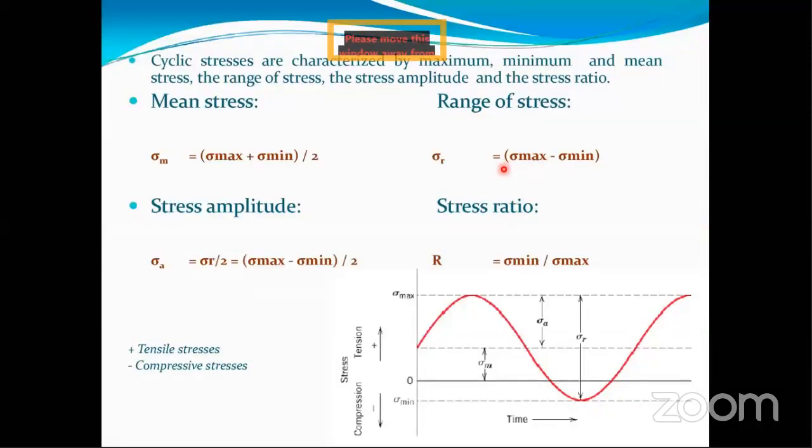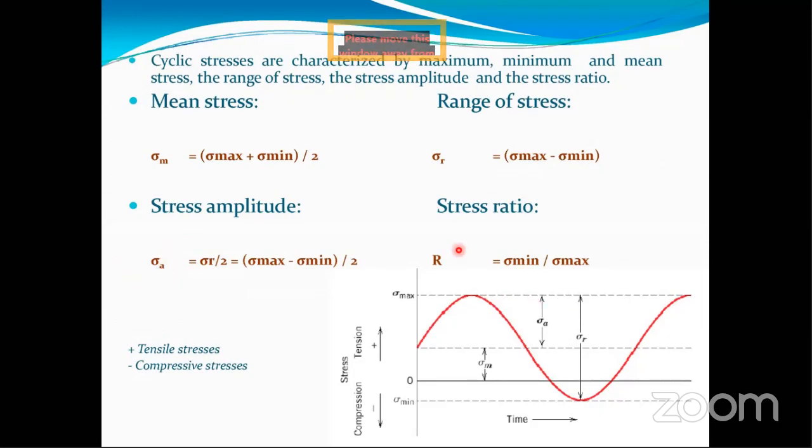Sigma. Sorry, it is the difference of sigma max minus sigma min by 2. That is the stress amplitude. This is the significant thing which we are going to discuss. Whenever we plot the stress strain curves, we are referring to stress as stress amplitude.